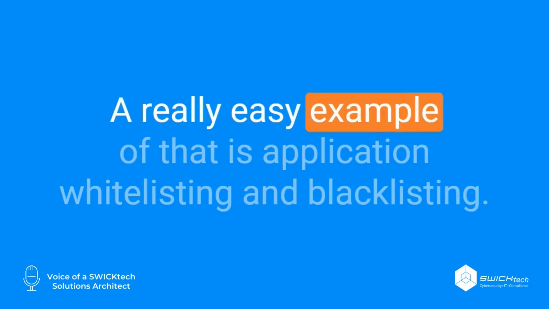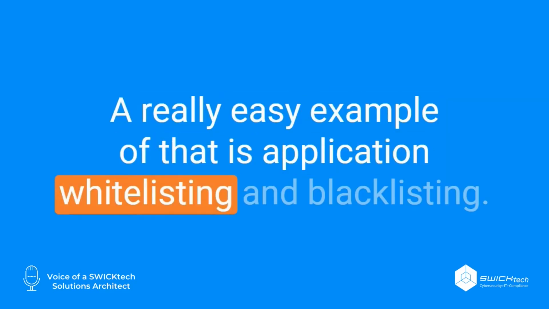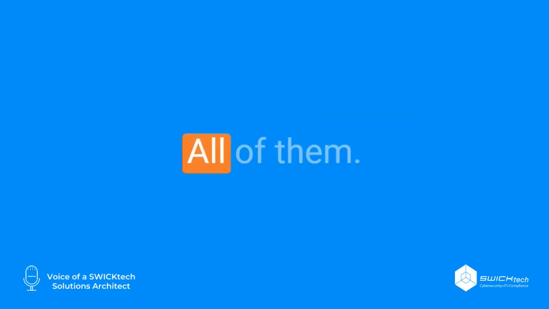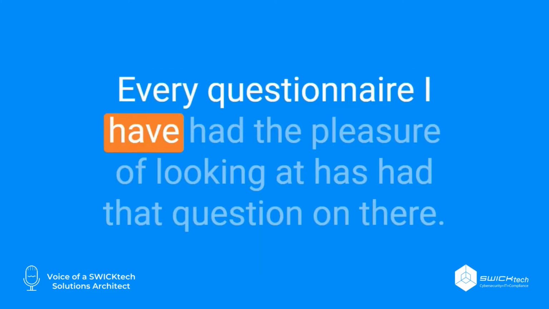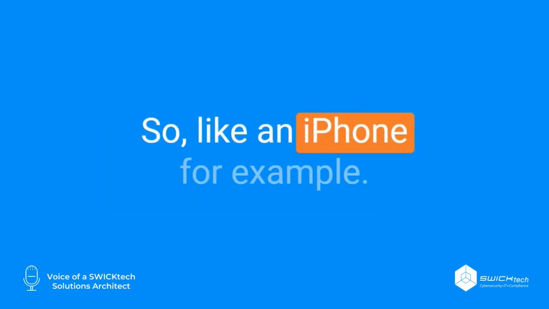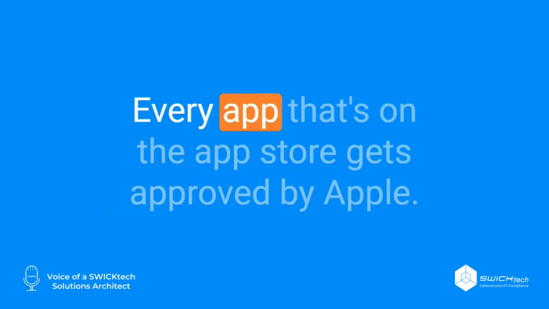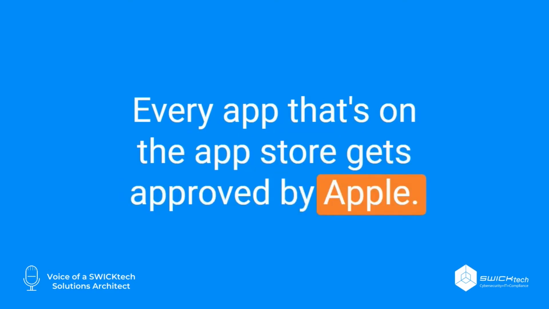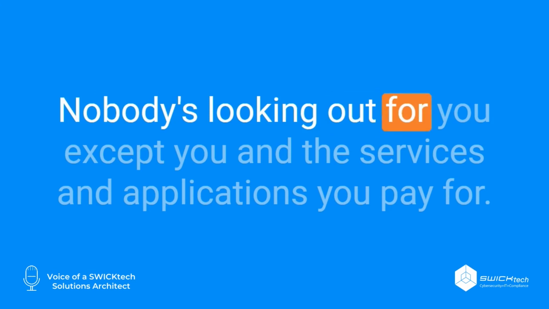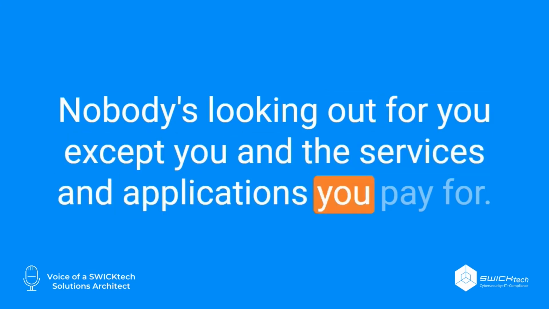A really easy example of that is application whitelisting and blacklisting. This is one that cyber insurance providers have on their questionnaire, all of them. Every questionnaire I have had the pleasure of looking at has had that question on there. Like an iPhone, for example, every app that's on the App Store gets approved by Apple. You don't have that on Windows and Android. Nobody's looking out for you except you and the services and applications you pay for.